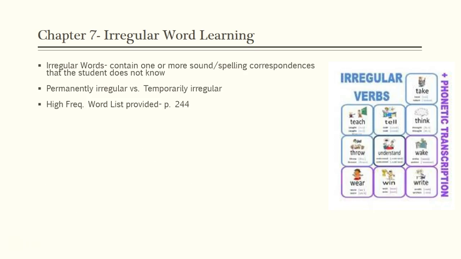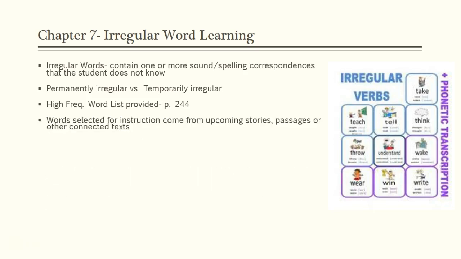They give you a high frequency word list provided on page 244, and they remind you that the words you are selecting for your high frequency word practice are coming from your stories, passages, and those connected texts that they are reading. So irregular words shouldn't be introduced until students can read regular CVC words.